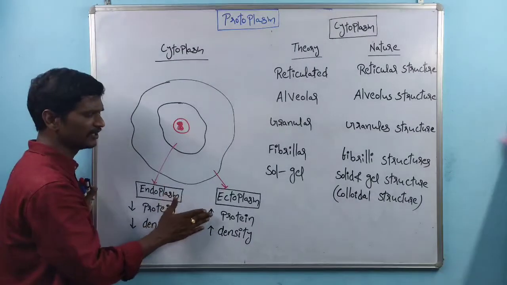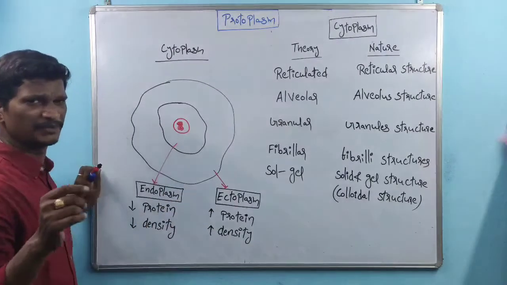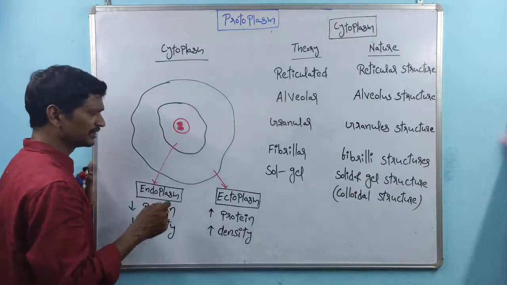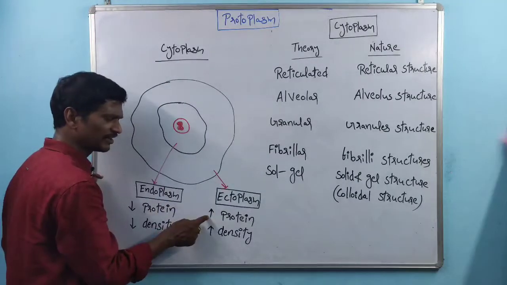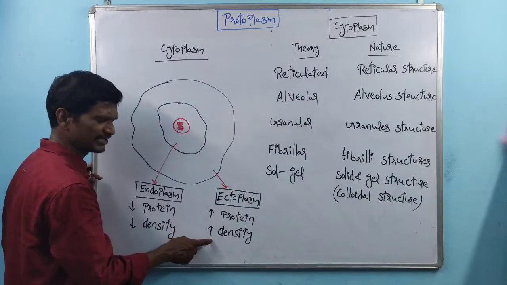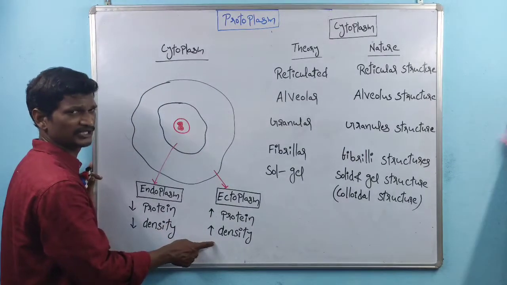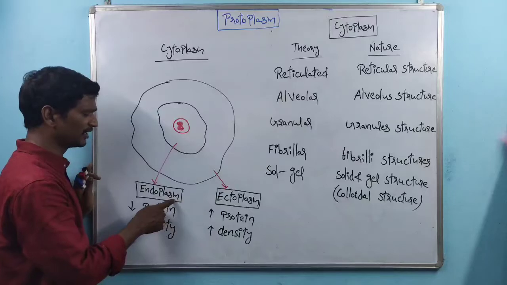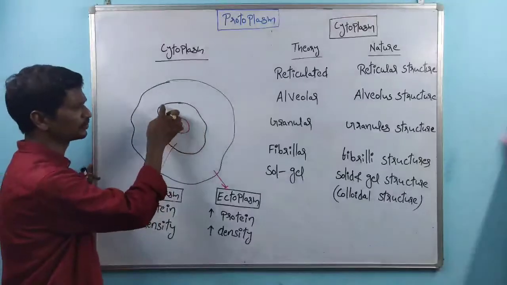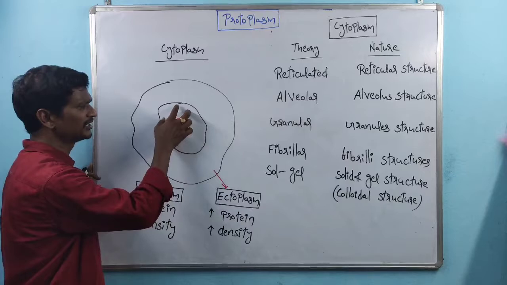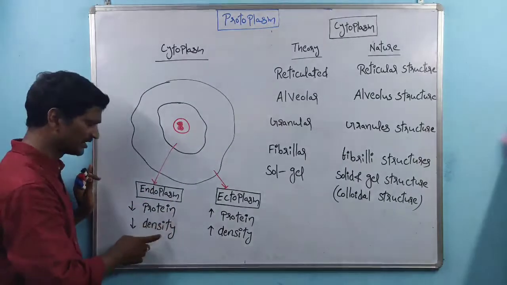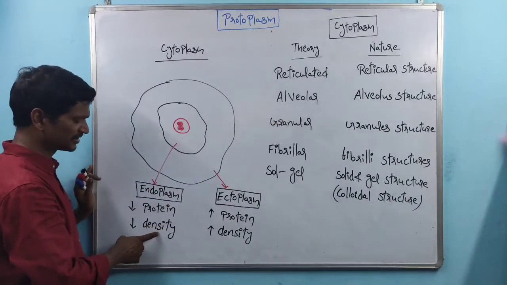Remember, ectoplasm always contains a high percentage of proteins. So within ectoplasm, a high percentage of proteins is present. That's the reason why the density is more here. And coming to the endoplasm, within that endoplasm there is less protein content. So this is the central region. Here, within that central region, there is a lower percentage of proteins. Here density is low.